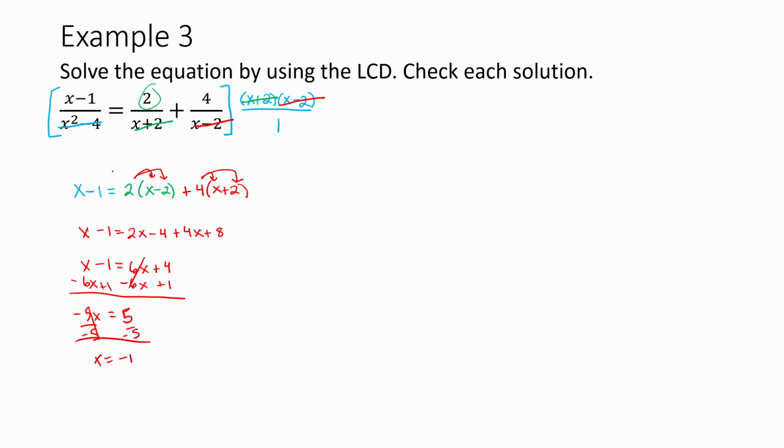When I go back and plug this in, it does not give me 0 on bottom. -1 plus 2, for instance, gives me a 1. -1 minus 2 gives me -3. -1 squared minus 4 is -3. So it does not give me an extraneous solution, it is an actual solution.